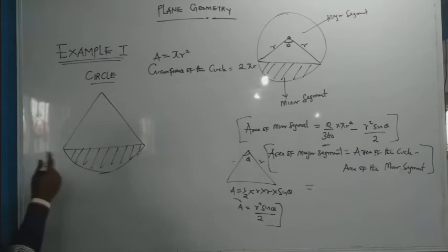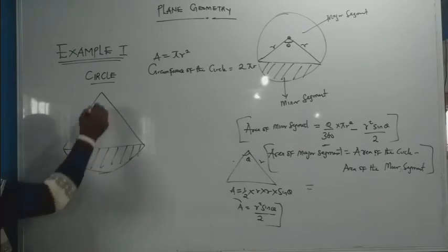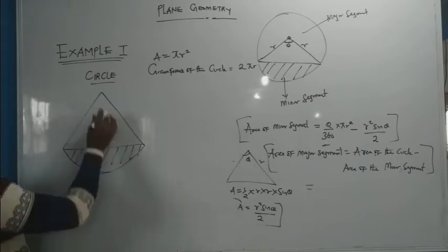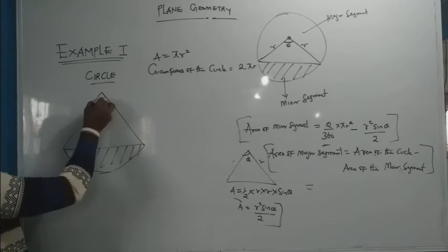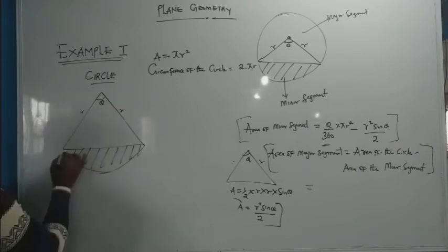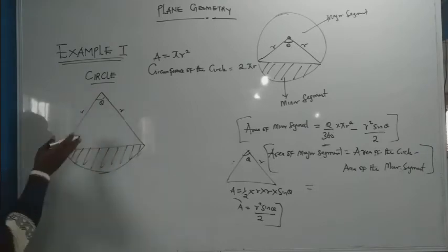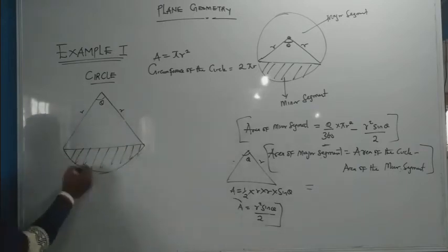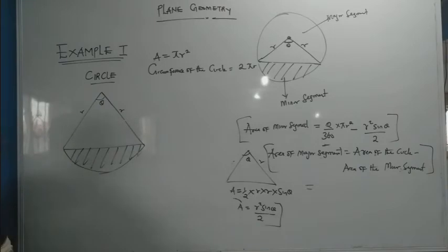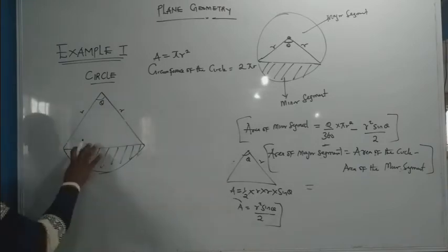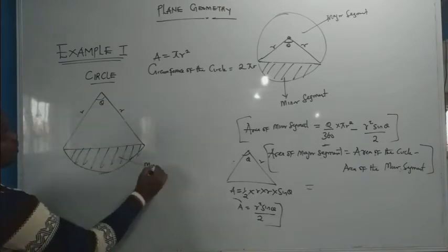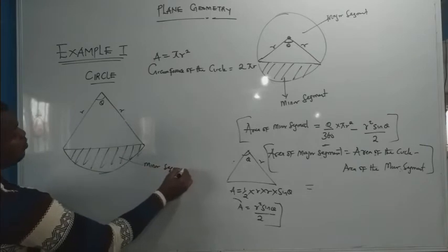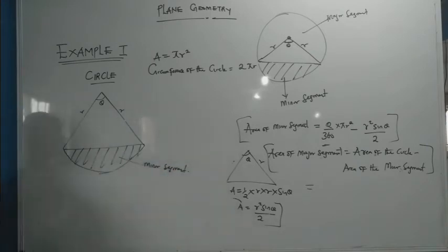And if you notice, the length of the chord happens to be the base of the triangle. Here we have theta, radius, radius. The length of the chord happens to be the base of the triangle, and here is the length of the arc. So the perimeter of the minor segment will now be the chord plus the arc.